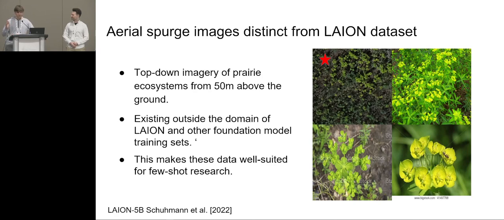So one of the major advantages to this leafy spurge data set is that it's very distinct from any other data that exists, as Brandon mentioned earlier. So in the top left is our image of leafy spurge, and then the rest of these images are images of spurge from existing data sets. And as you can see, nothing really compares to our image, because these other images are mostly close-up images of spurge, whereas ours is an aerial image taken several meters above the ground. So this makes this well-suited for few-shot research because it's out of the domain of diffusion models. So if you tell a diffusion model to generate an image of leafy spurge, it's not going to know what to do without the use of our method.